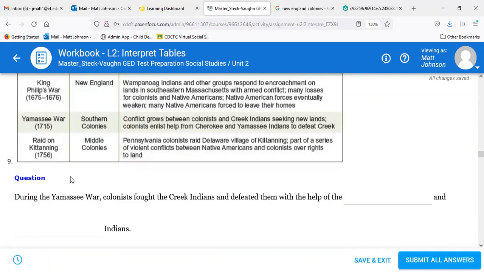Okay, and number 9. So during the Yamasee War, colonists fought the Creek Indians and defeated them with the help of which tribes? So we have the Creek Indians here. Who were the other two? Cherokee. Yep. And the one with the Y. Cherokee and Yamasee. Yeah, there you go.